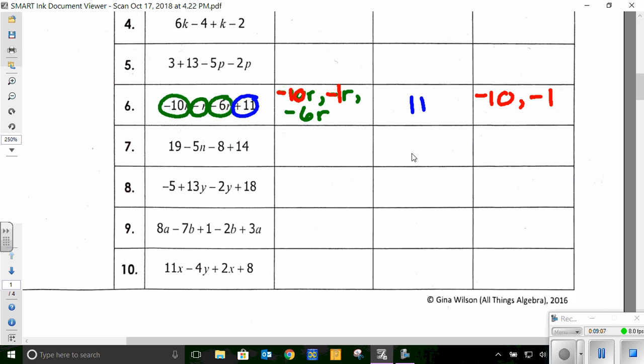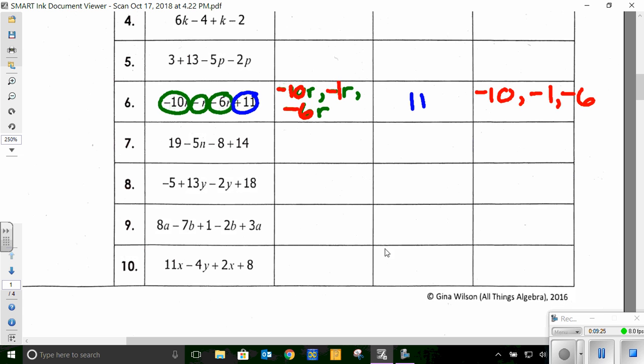If I had a plain old r, just r, it would be a positive 1 because there'd be no negative sign with it. My coefficient for negative 6r is the negative 6. That's my coefficient there. So I also have negative 6. There were 3 coefficients that we had there. The next one I want to look at is number 9.